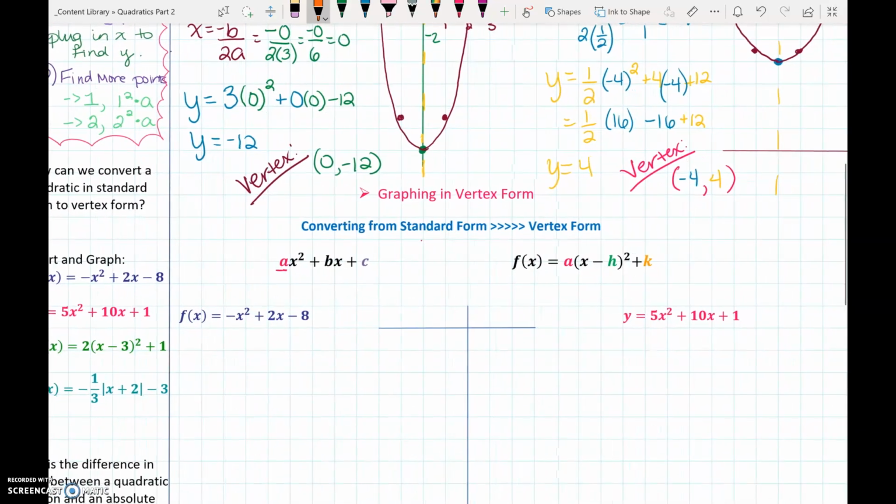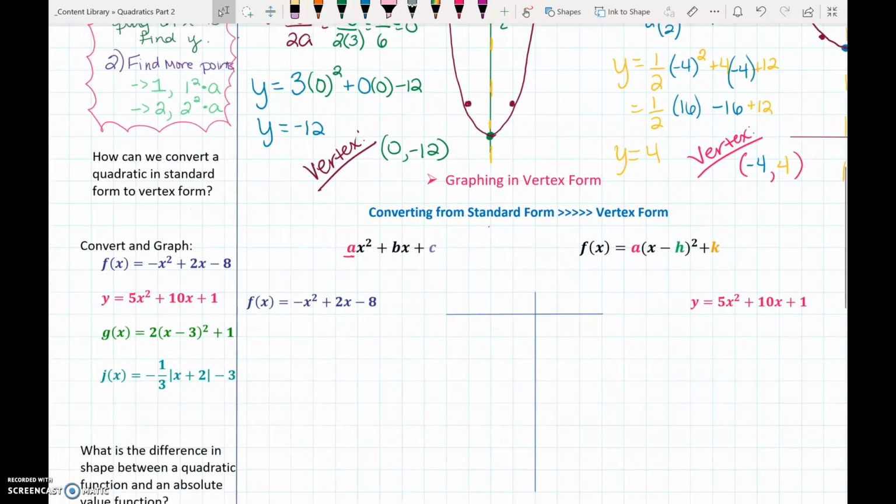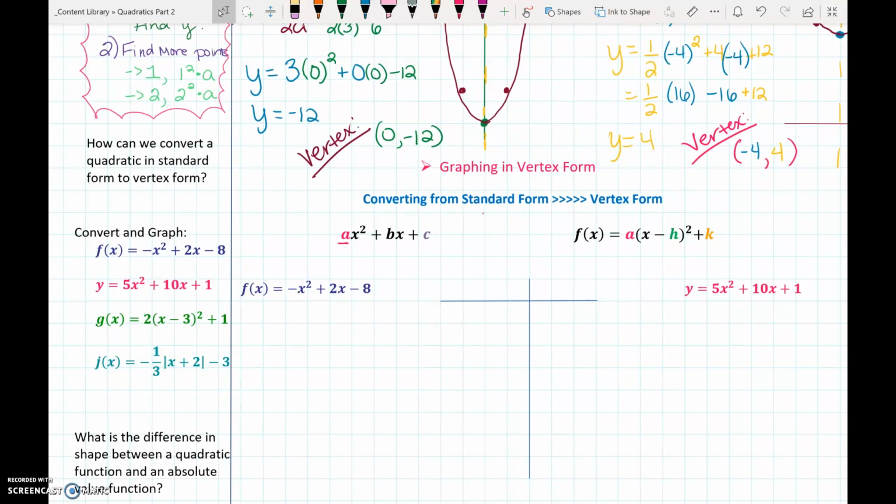So when it's in standard form, that's one option. And then our other option is to use vertex form. And this is what we've been practicing a little bit on our bell work. So first let's look at standard form. There are only two things that you can even know just by looking at it.